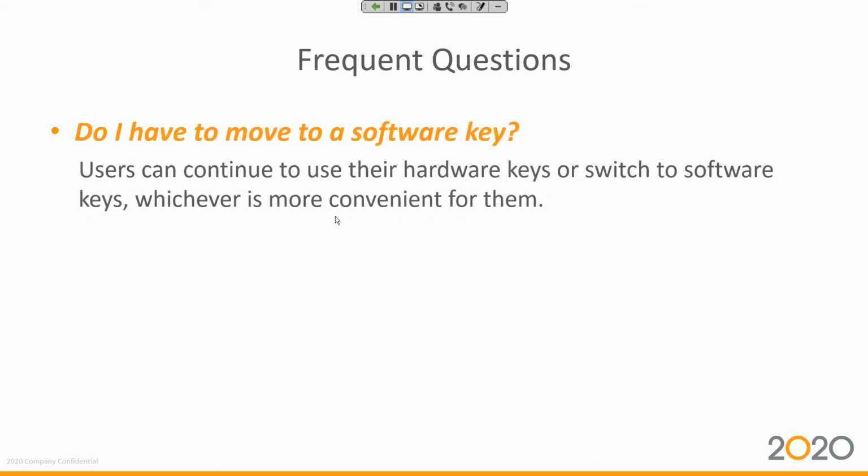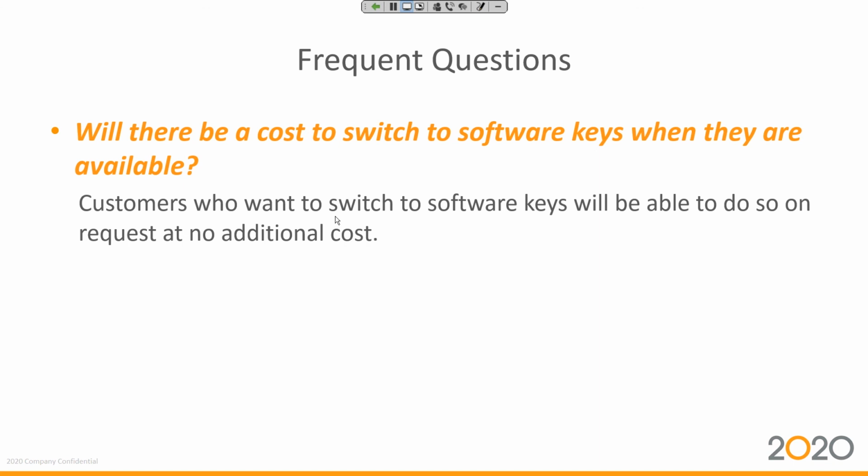Do I have to move to a software key? Let's say you're really happy with your hardware key. Users can continue to use their hardware keys or switch to software keys, whichever is more convenient for them. There's not going to be, that we see, a big push, at least initially, to do that. But you can work with whatever is most convenient for you. Will there be a cost to switch to software keys when they're available? Customers who want to switch to software keys will be able to do so on request at no additional cost once they're completely available to everyone.